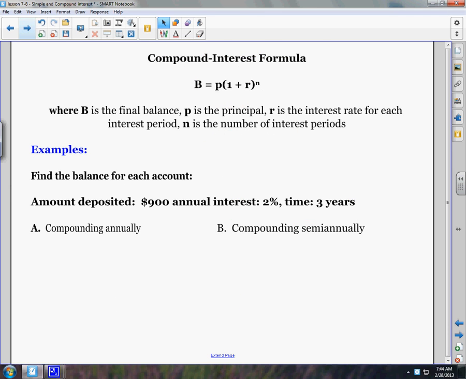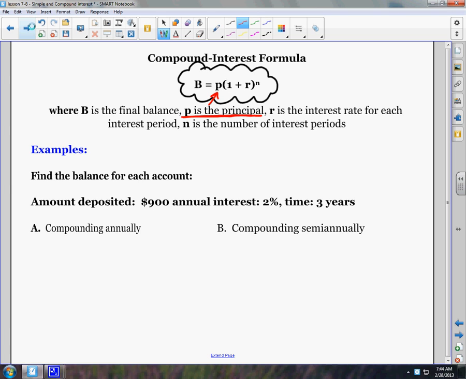Pretty easy, straightforward. Compound interest is a little bit harder. So here's the formula. The balance, which is the B, equals your principal times 1 plus the rate to the n power. Now, P is the principal, so that's pretty easy to understand. The 1 is the 100% of your money. So if you're going to deposit $200, that's 100% of your money, plus they're going to give you an interest rate. So it would be like 1 plus 2%, so that would be 1.02, which is 102%. And then n is the number of interest periods.